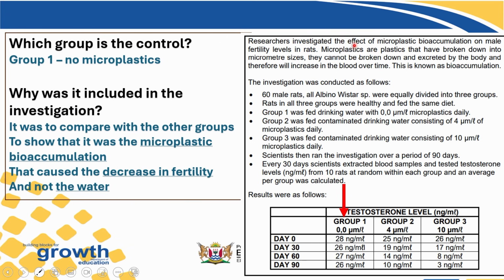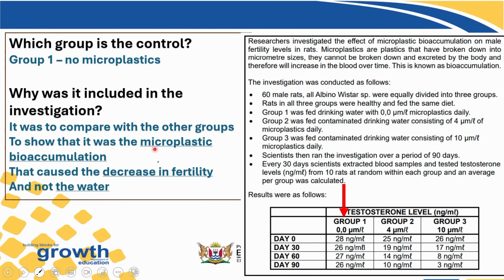I go look at my aim, and in my aim, it says microplastic bioaccumulation on male fertility in rats. Microplastic bioaccumulation is my independent variable. So, which group has no microplastic bioaccumulation? It is group 1, because we see there that there is no microplastic added to their water, therefore no microplastic bioaccumulation over the period of 90 days. Group 1 is my control because it has no microplastic bioaccumulation.